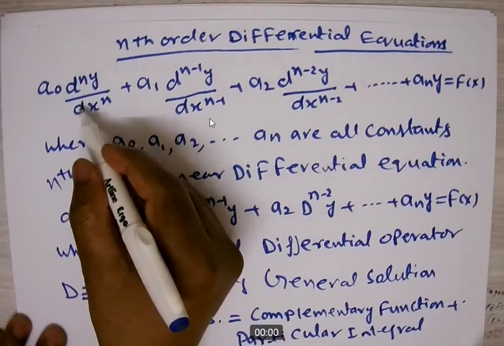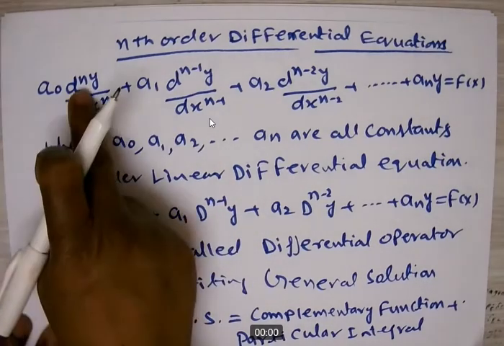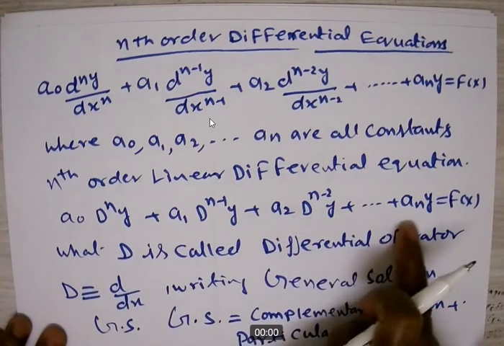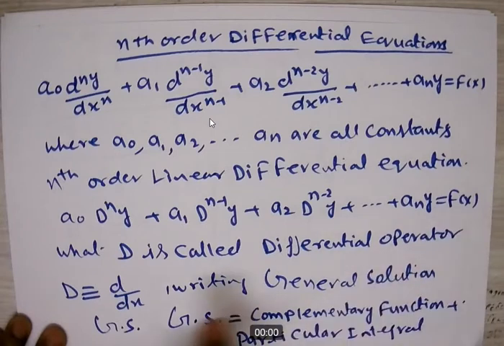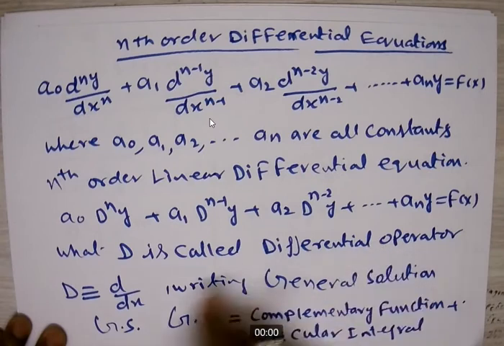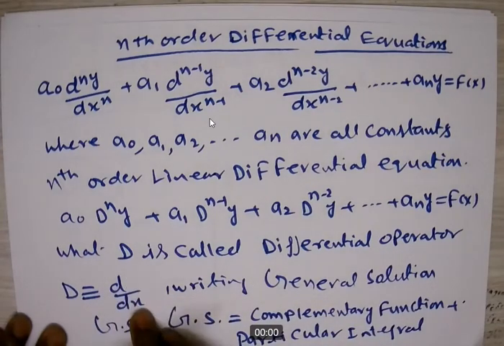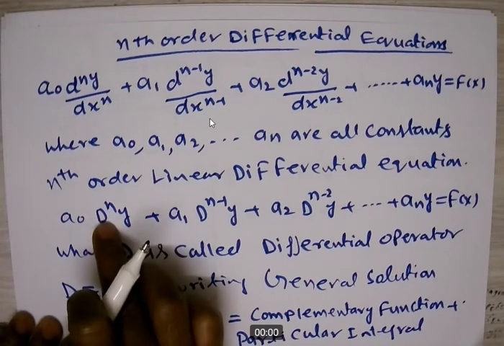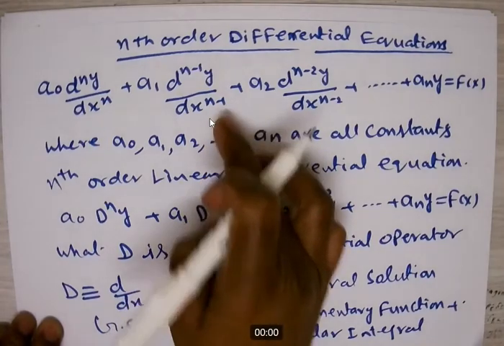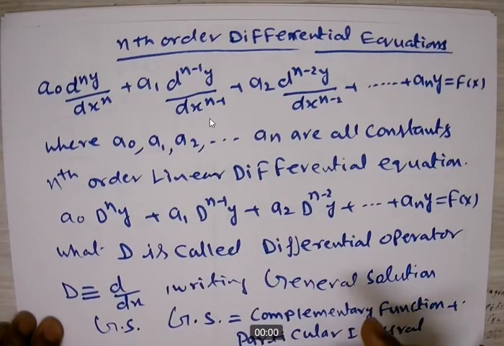We can write this differential equation as: a0 D^n y plus a1 D^(n-1) y plus a2 D^(n-2) y plus and so on, plus an into y is equal to f of x, where this D stands for the differential operator. Differential operator means D stands for d/dx, which means that we are going to differentiate. So d/dx of this one is written as this one.